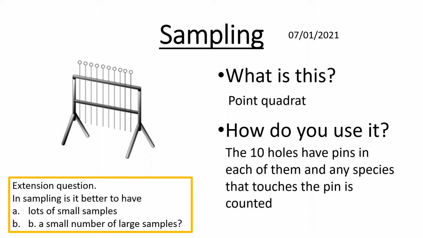Now there is an extension question. It says, in sampling, is it better to have lots of small samples or a small number of large samples? Well, the answer is indeed a lot of small samples. The more samples you have, the more accurate your data, but there does come a point where your sample size is so small that it's not actually representative of the population, so you need to make sure that your sample size is appropriate. So sampling one person out of every 5 million is not what you'd call an appropriate sample size.